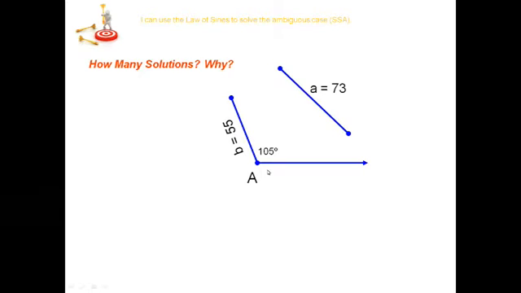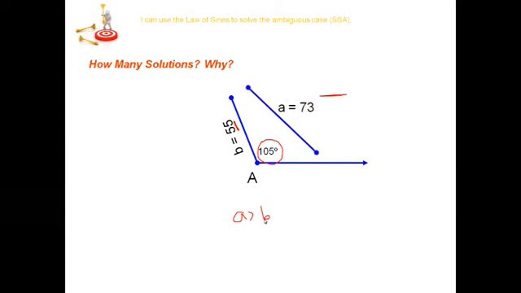Okay, let's look at this situation. In this situation, I have my angle that I've been given here, 105 degrees. The side next to my angle is 55. And the side that I'm going to see if it fits or not is 73. Now look at the relationship here between A and B. A is greater than B. So that means if I stick it in here, there's only one way it could possibly fit. So when you have your opposite side, A, greater than the side next to your angle, you're only going to have one solution, always.